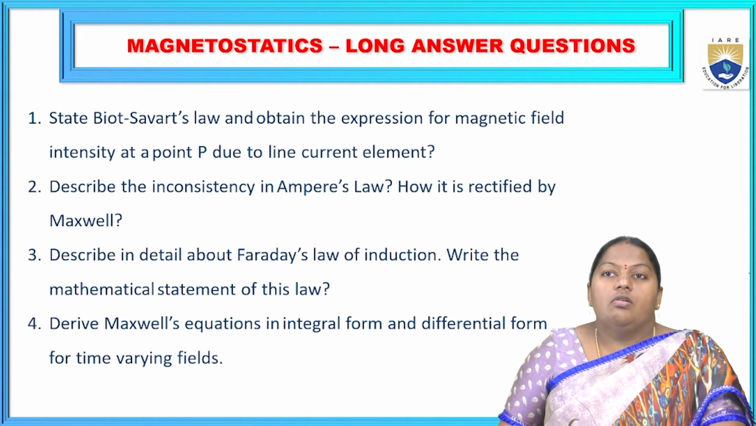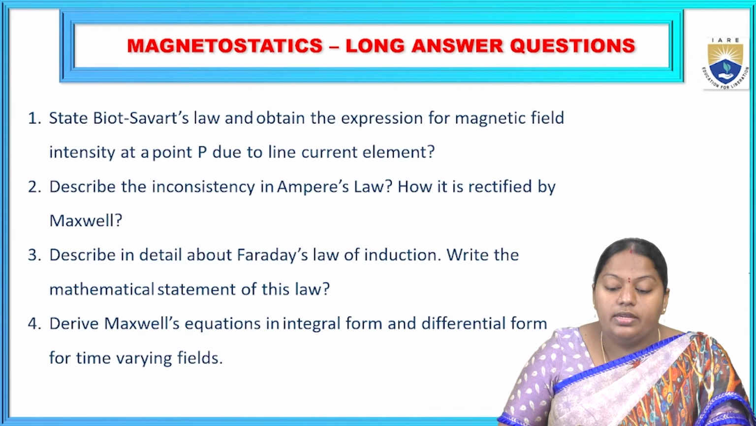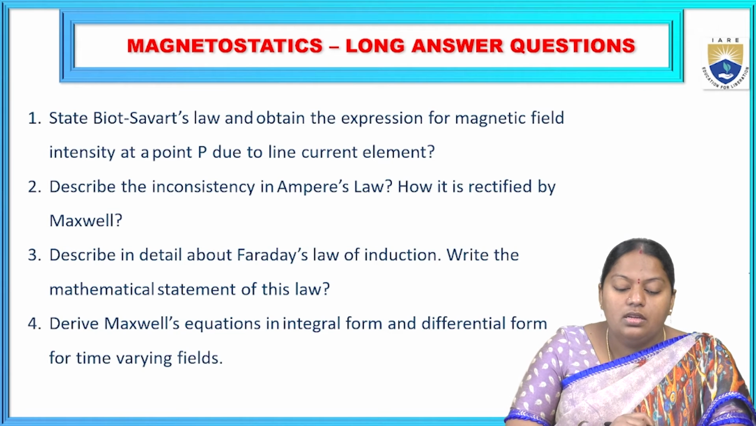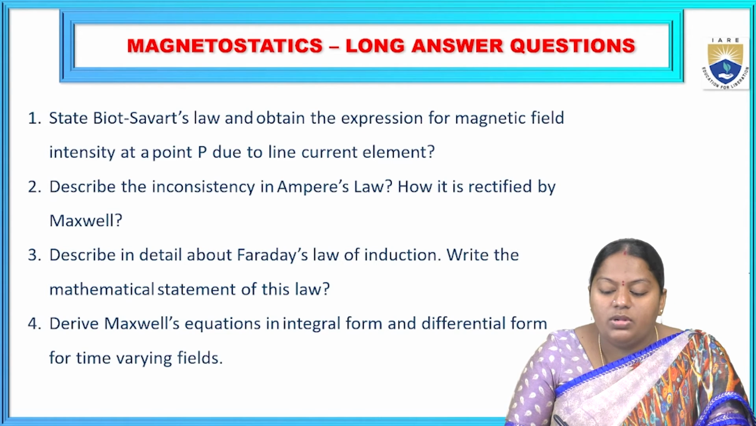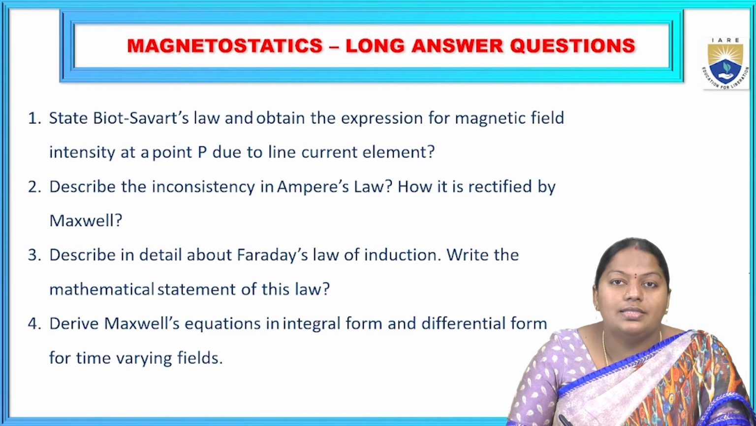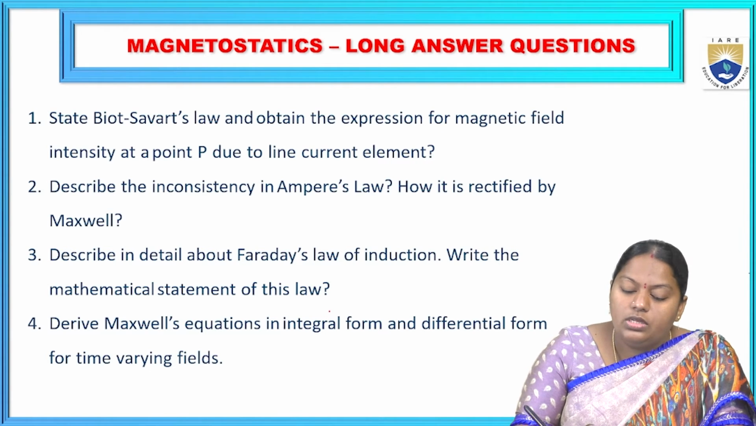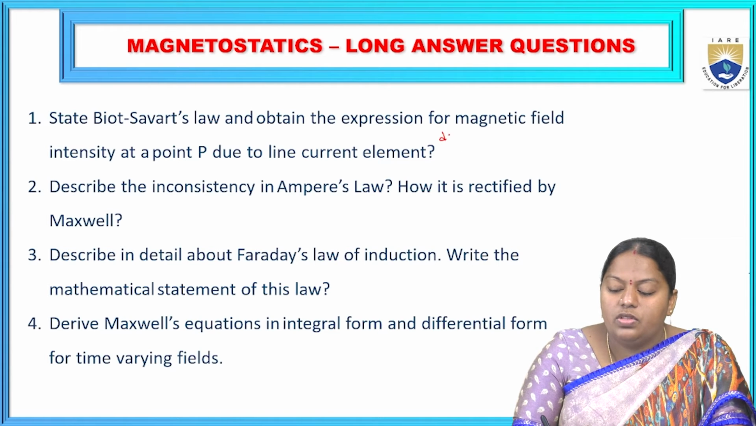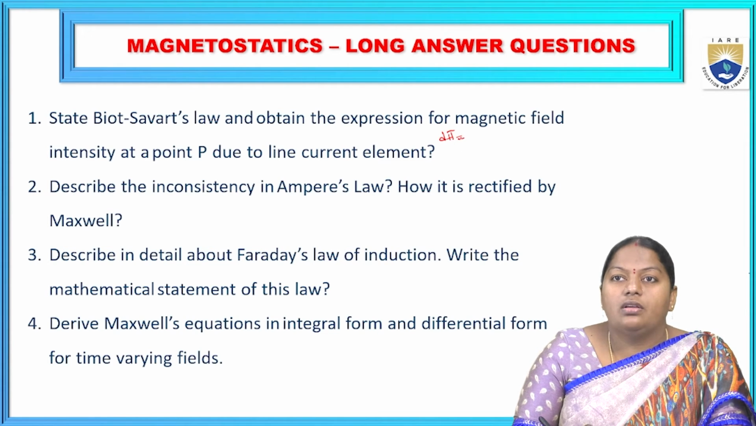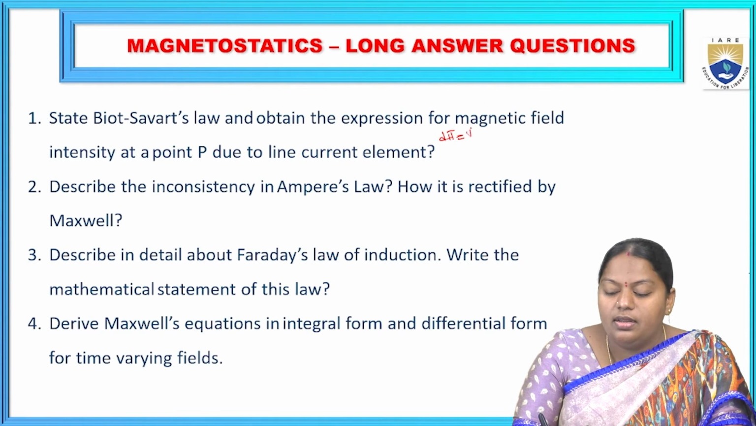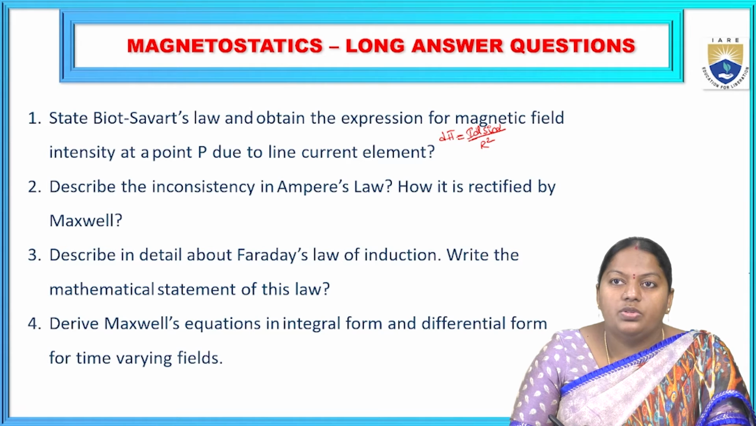Next, coming to the long answer questions in the magnetostatics unit under electromagnetic waves and transmission lines. State Biot-Savart's law and obtain the expression for magnetic field intensity at a point P due to a line current element. As we know, Biot-Savart's law gives the differential component of magnetic field intensity, that is dH bar is directly proportional to the product of I dL and the sine of the angle between I dL and the point P, and it is inversely proportional to the square of the distance between the two.